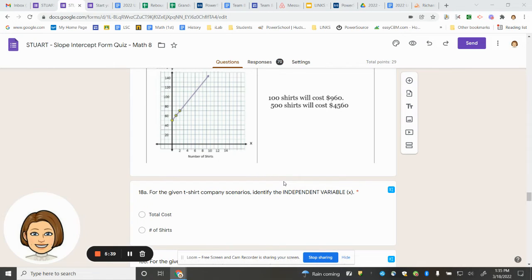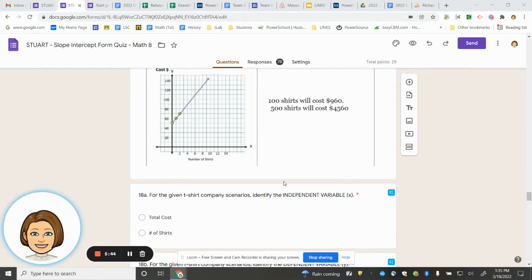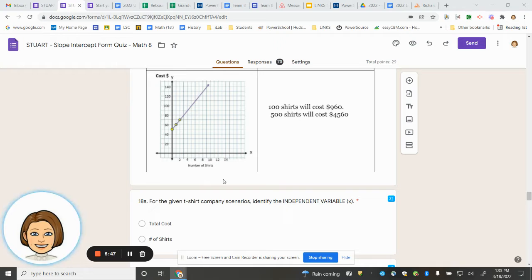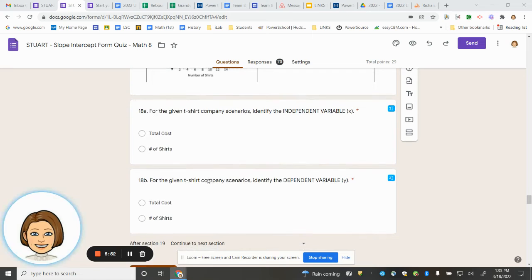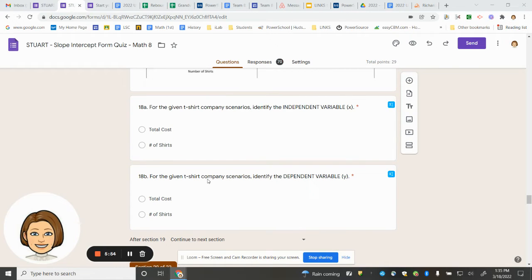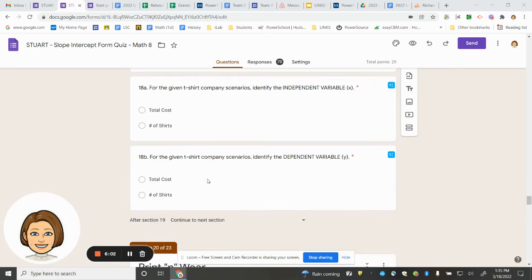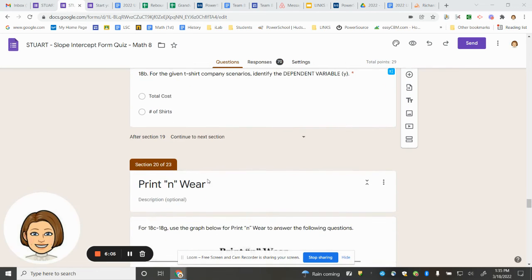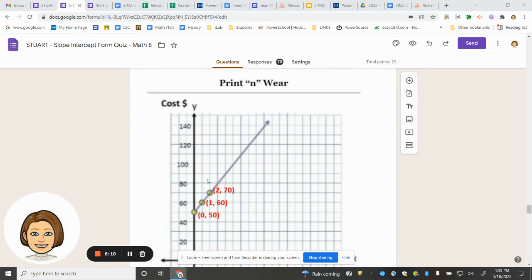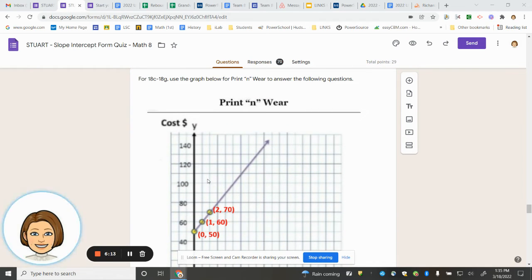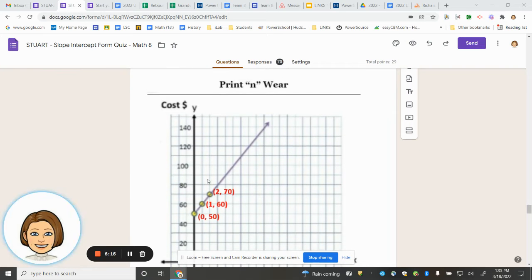Number 18A, for the given t-shirt company scenarios, identify the independent variable or the X. Here you can just look at the graph. What label is on the X-axis? Is it total cost or number of shirts? 18B, for the given t-shirt companies, identify the dependent variable or the Y variable. Is it total cost or number of shirts? For 18C through 18G, use the graph below for Print and Wear to answer the following questions.